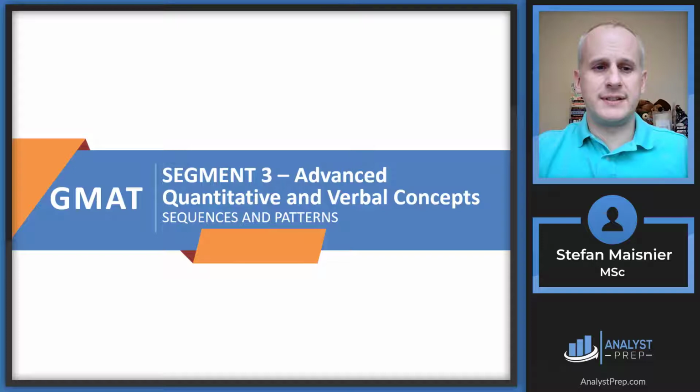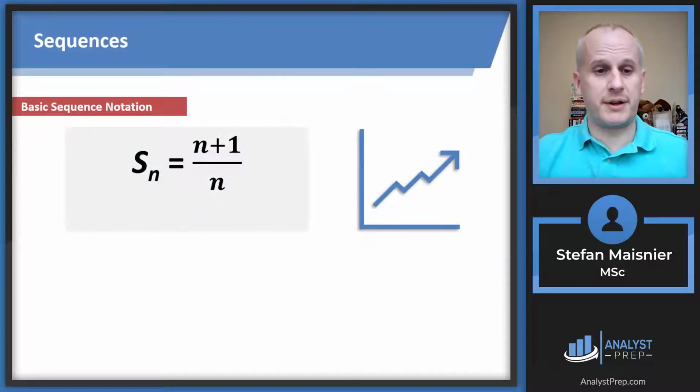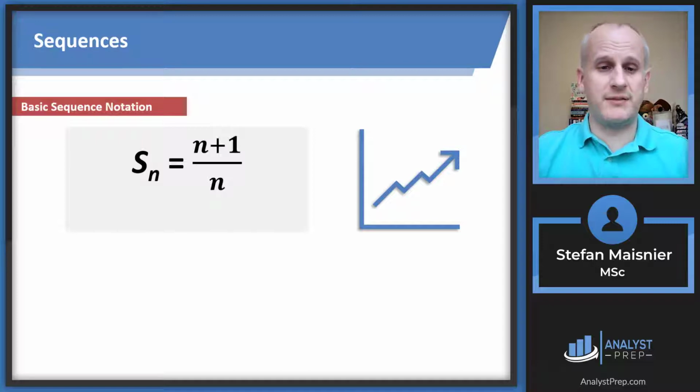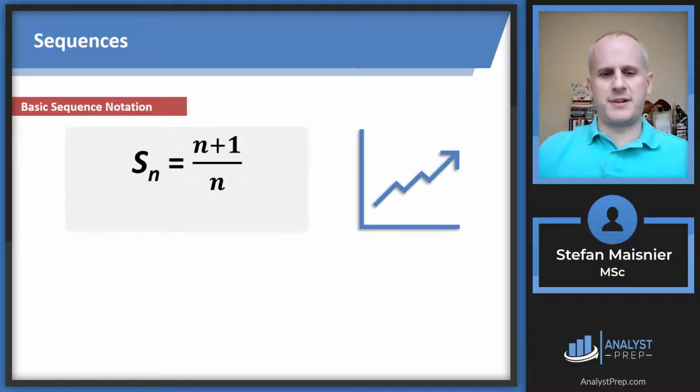Welcome to this lesson on yet another of the advanced quantitative concepts you will encounter on the GMAT: sequences and patterns. The first thing to deal with is just the basics of sequence notation. We have a sample sequence illustrated on the screen: a big S, a little subscript n, is then equal to (n plus 1) over n. So what do these things mean?